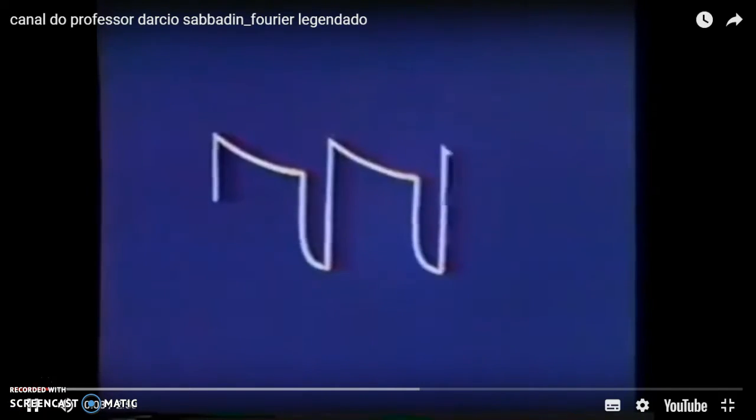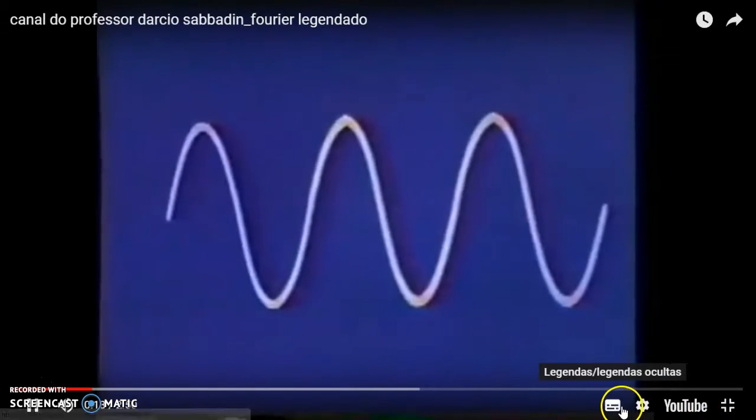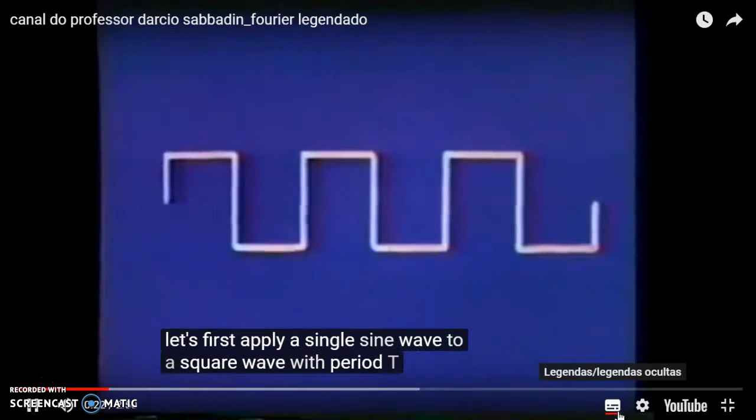A periodic waveform is one that has a shape, which is repeated at regular intervals of time or periods. To illustrate how the Fourier series may be used to represent complex waveforms, let's first apply a single sine wave to a square wave with period t.